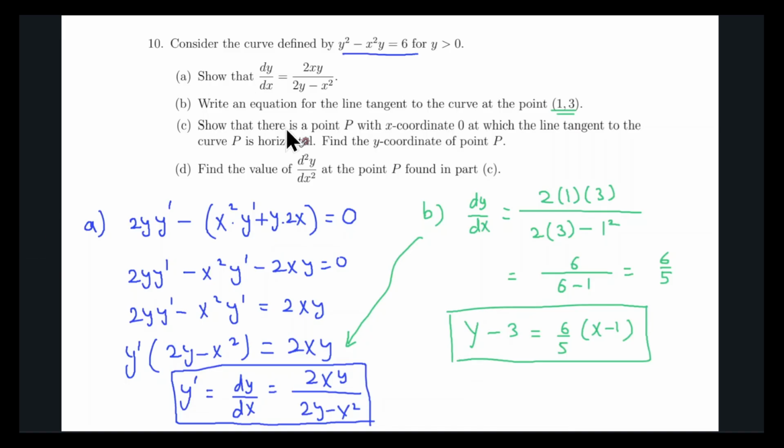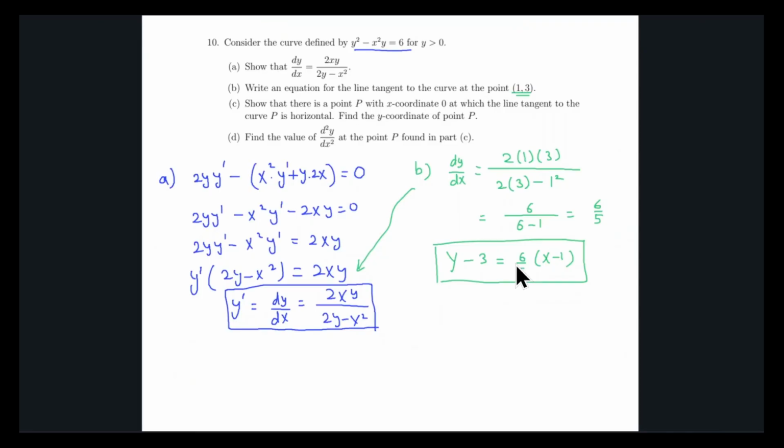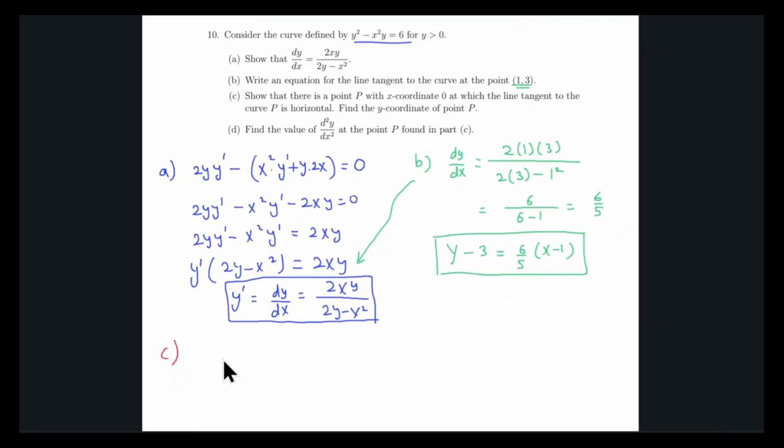Now they're saying to show that there is a point P with the x coordinate 0 at which the line tangent to the curve at P is horizontal, and find the y coordinate of the point P. Don't you think that makes sense? I mean, if the line tangent is supposed to be horizontal, obviously its slope is supposed to be 0. And the slope is 0 means what? dy over dx should be 0.